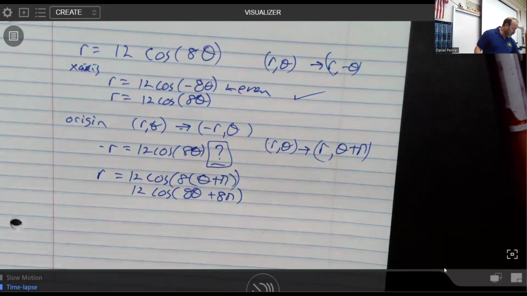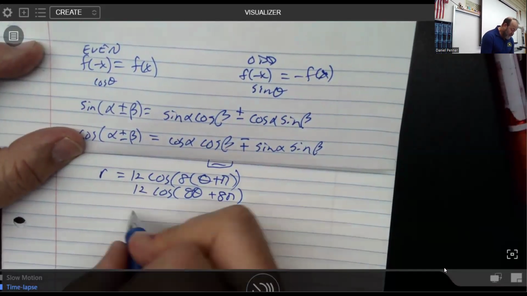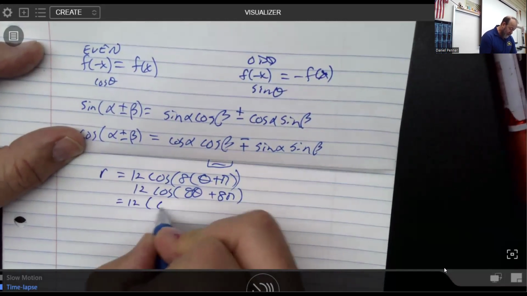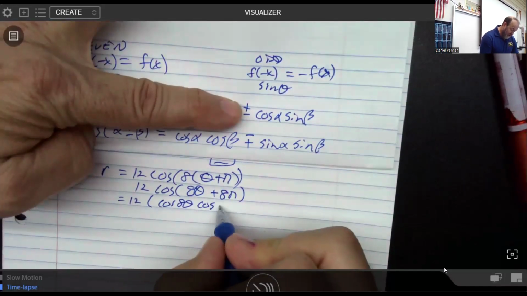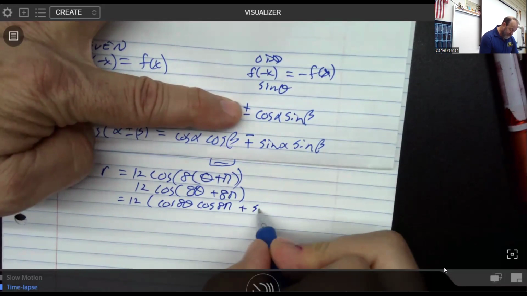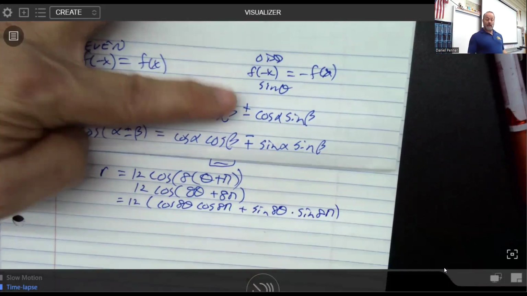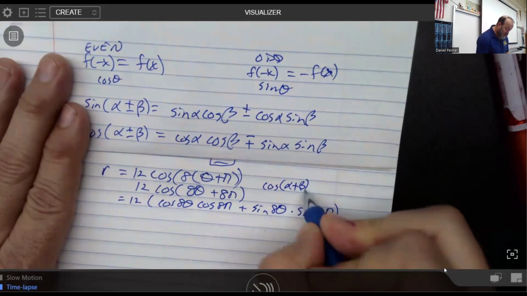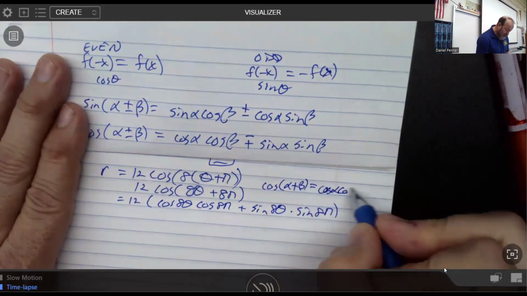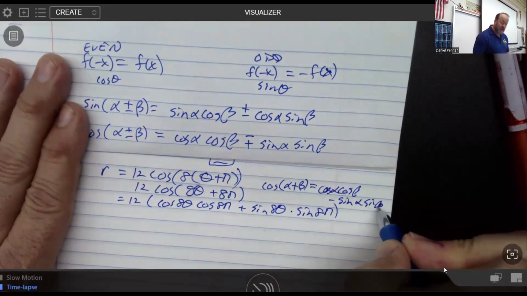So I want to remind you of some of the building block equations that I had. This is the cosine of something plus something, isn't it? So I have 12, and now I have the cosine of alpha, which is 8 theta, cosine of beta, which is 8 pi, plus the sine and the sine. Now, I told you I really like you to write the formula down, and in fact, I probably should write that up here. Cosine of alpha plus beta was cosine of the first, cosine of the second minus sine of the first, sine of the second. That was our formula that I just utilized.